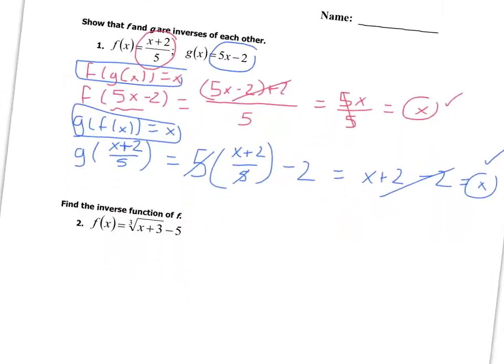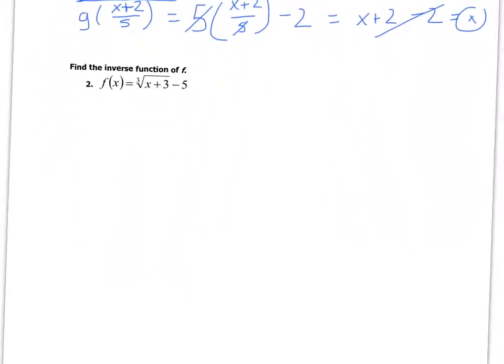Next, let's find the inverse function of f. So I have f of x is equal to the cubed root of x plus 3 minus 5. First I'm going to rewrite this so that it's a y equals equation. So f of x takes the place of the variable y. The next step is I want to switch the variables in the equation. So everything that was an x becomes a y and vice versa. So I rewrite it as x equals the cubed root of y plus 3 minus 5.